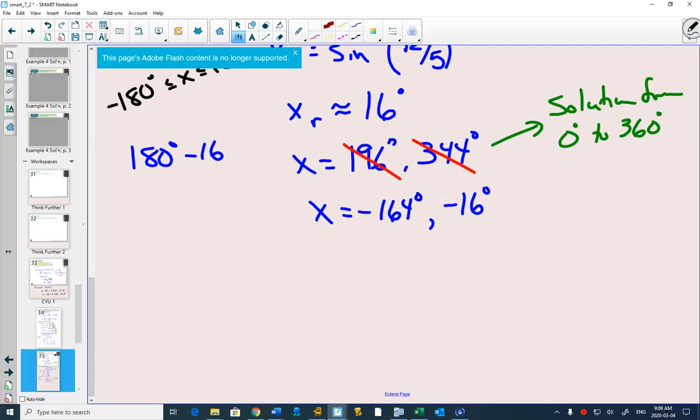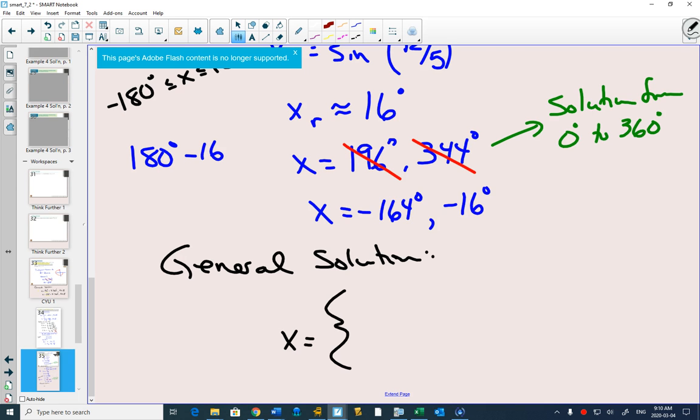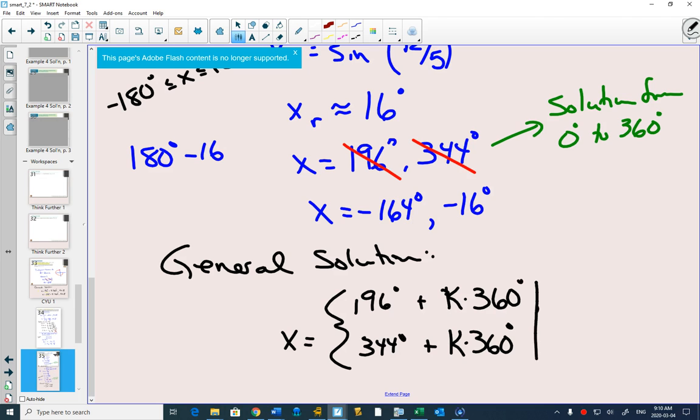Now it says also write the general solution. I would take my initial answers from 0 to 360, but again, I think your textbook would use the negative ones that you just solved for. Either would be fine.